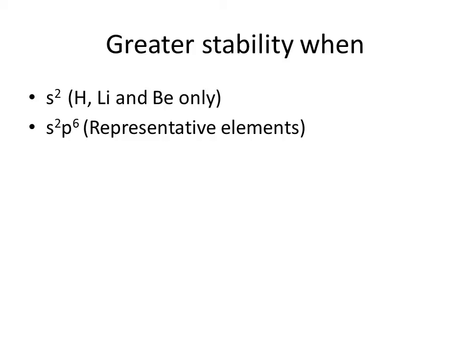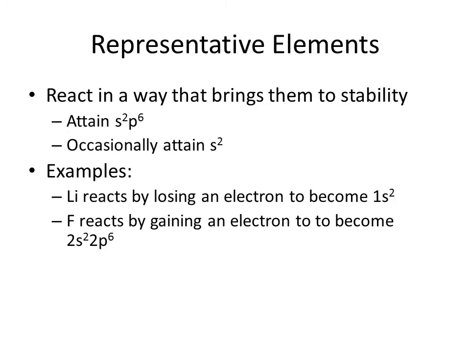So what we find is that atoms have greater stability when they change their electronic configuration so that it matches those of the noble gases. So hydrogen, lithium, and beryllium try to attain an s2 configuration, and the rest of the representative elements try to get an s2p6 configuration. Examples of this would be lithium reacts by losing an electron to become 1s2. Fluorine reacts by gaining an electron to become 2s2 2p6.